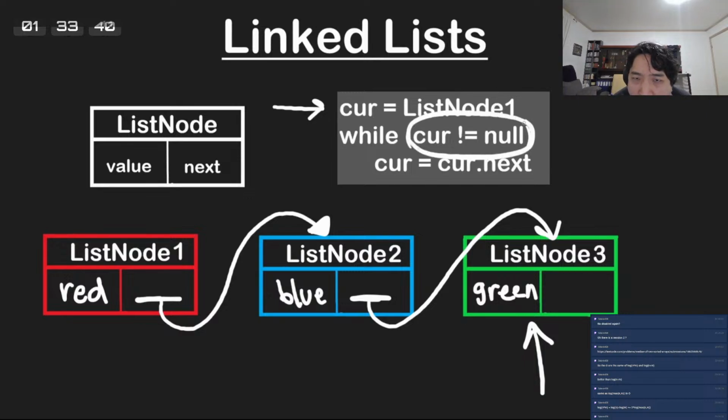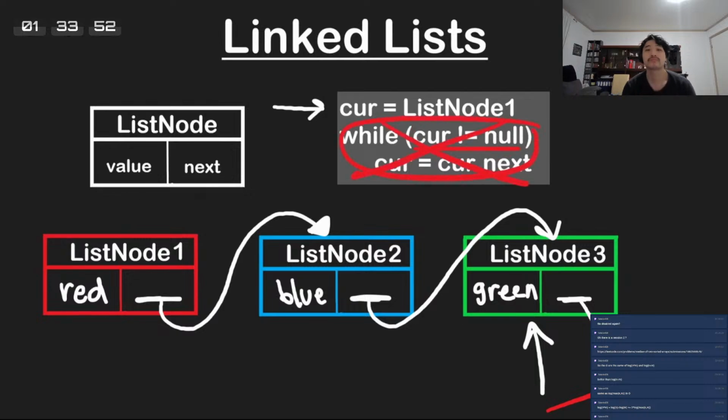We're going to again check the condition. It's still not equal to null, so now we're going to follow the next pointer again, which in this case is pointing at null. It's not pointing at any other node, so now our current pointer is going to be set to null, and then we're going to execute the conditional, and in this case, it's going to be false, so we're going to no longer execute the while loop, and we're done with that piece of code.